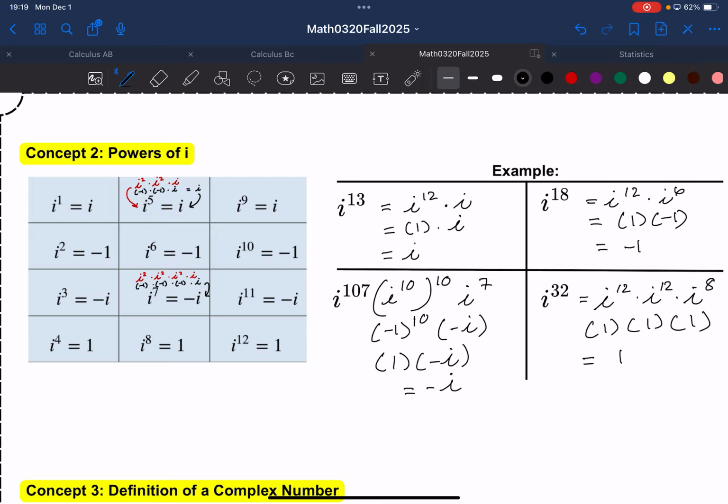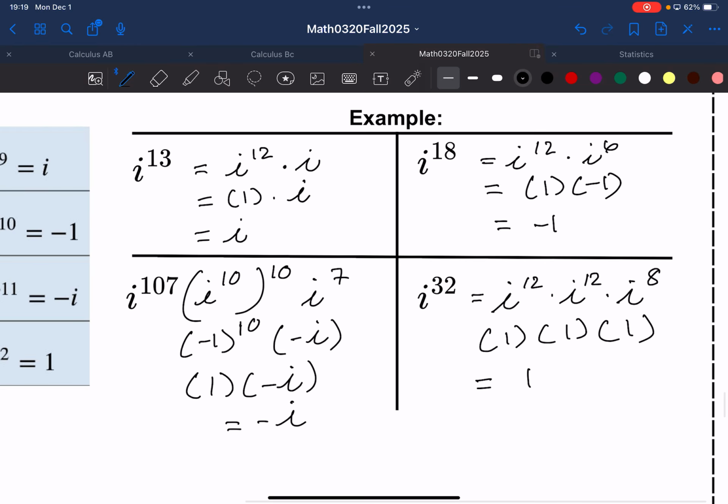Okay, or you could have added i to the 12th several times until you get close to 107 and then add another i. Okay, there's so many different ways you could do this. Any questions on this example?